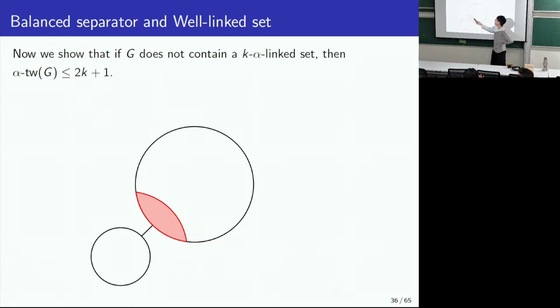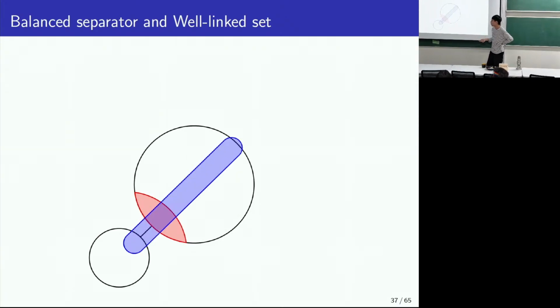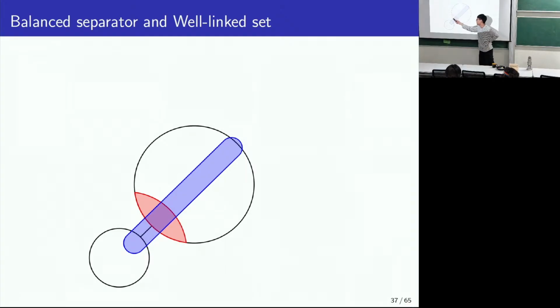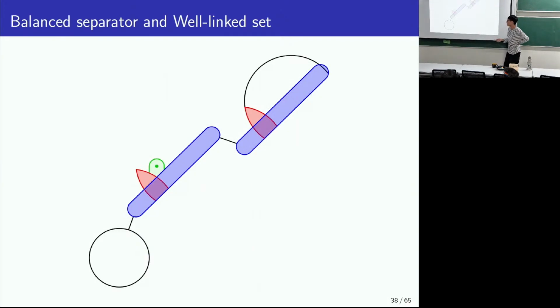So this intersection cannot be a K alpha linked set. So there must be one set that has small independence number and separates this red set. And we can make a tree decomposition like this. This means that here the middle node contains this one set with small independence number here, one set with small independence number here.